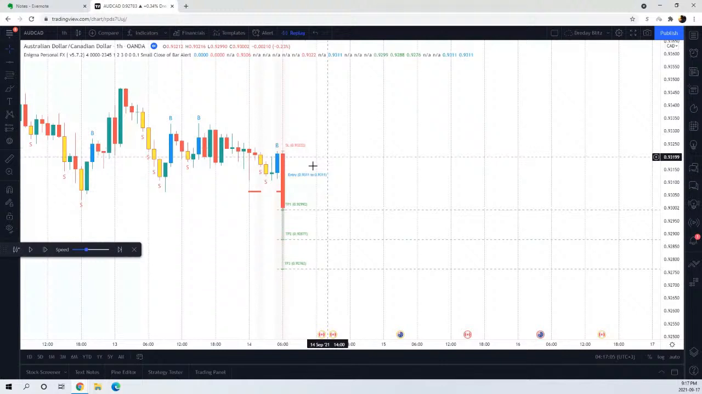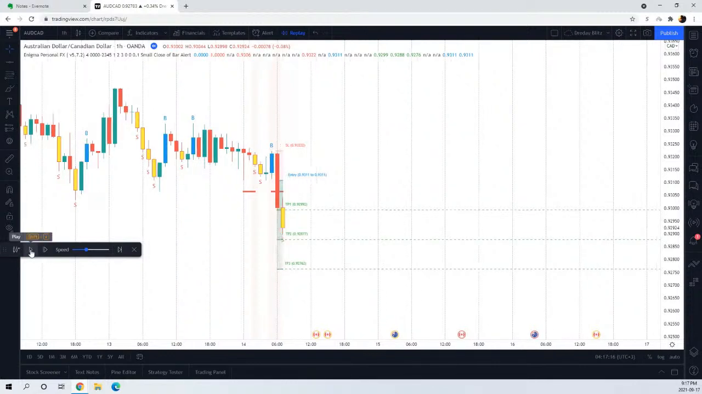So let's continue. And remember guys, it's a 1 hour chart, so every candle is 1 hour. Here you go. So the entry was within the first hour. The second hour, you're already in the take profit 1 zone. So you already took profit.